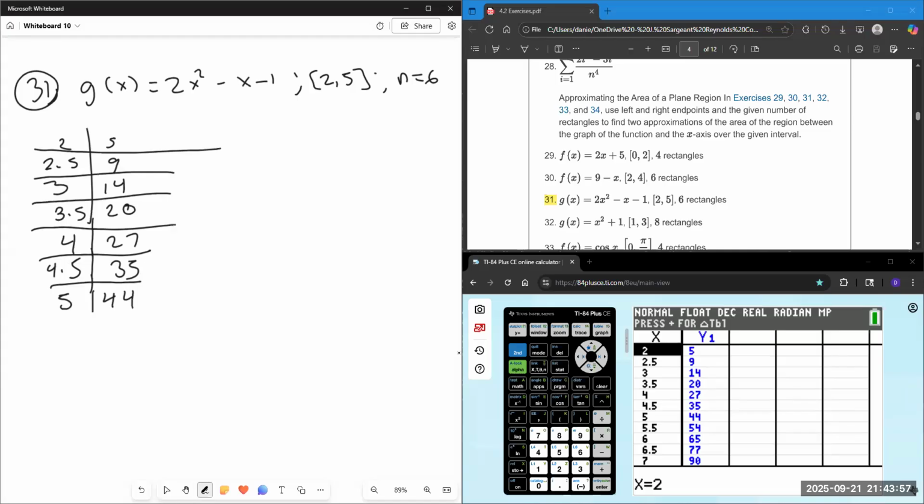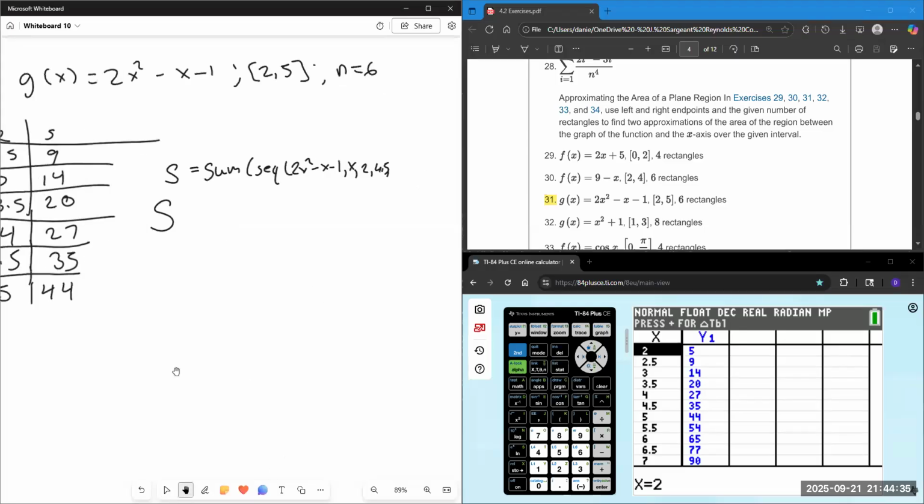Now you'll notice that I have 7 things here, and I want to add the first 6, and I'll call that lowercase s, and I want to add the last 6, and I'll call that uppercase S. So I'm going to find the sum of the sequence of terms that are 2x squared minus x minus 1, the variable x starting at 2, going to 4.5, and increasing by 0.5.